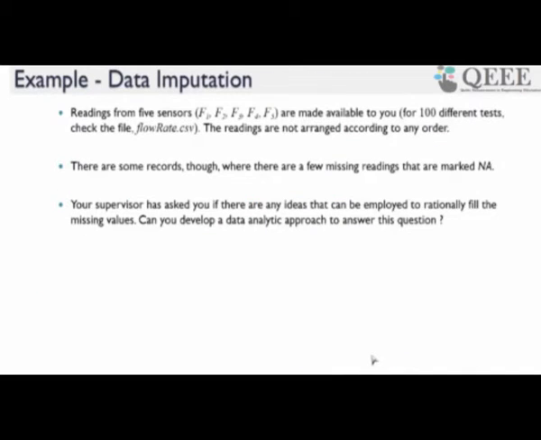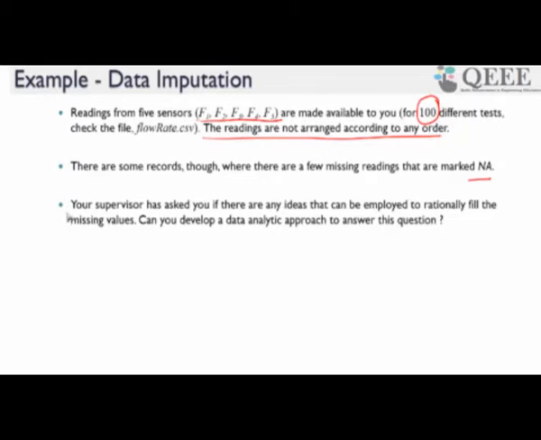Next, we discuss an example problem to illustrate this flow of steps in the solution of a data analytics problem. There are readings from 5 sensors, F1, F2, F3, F4 and F5, that are made available for you. The data, which I am going to show you in a short while, has 100 readings for all of these sensors. These readings are not arranged in any order. There are some records in which there are a few missing values that are marked by NA. There are records with 1 missing value, records with no missing values, and records with 3, 4 and 5 missing values also.